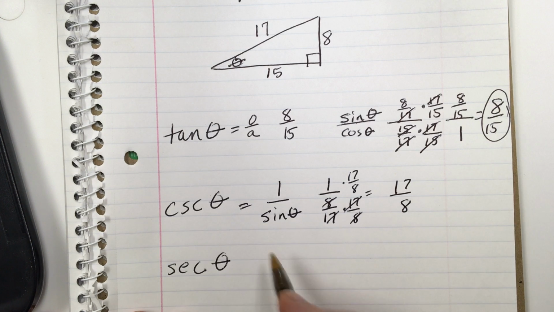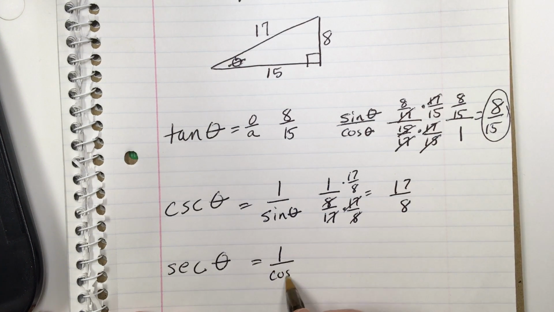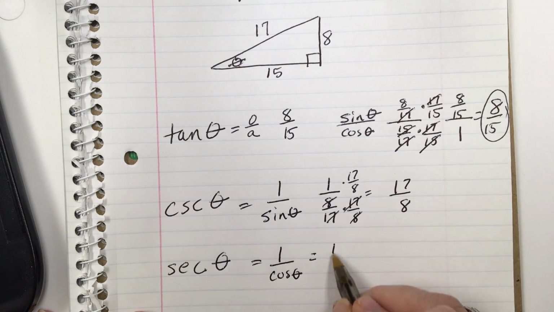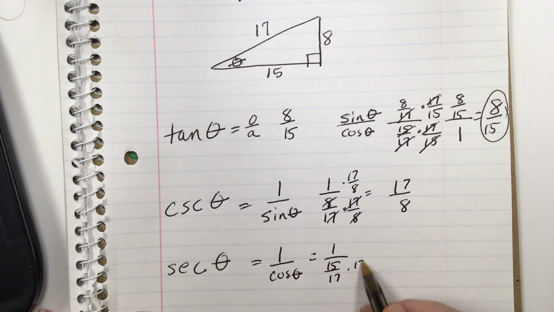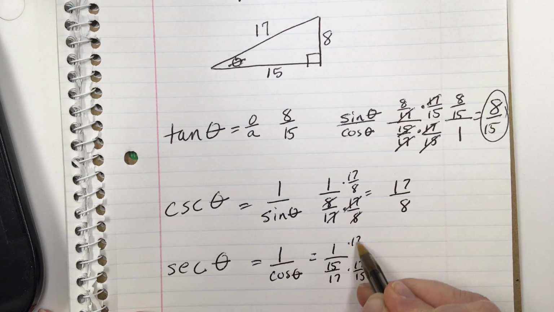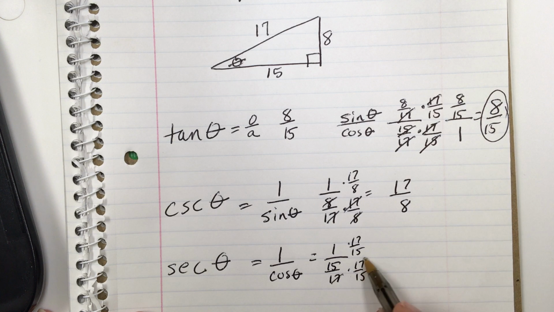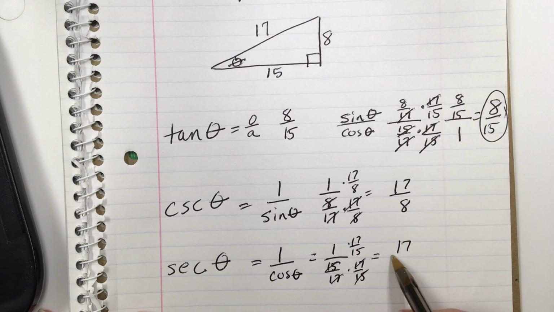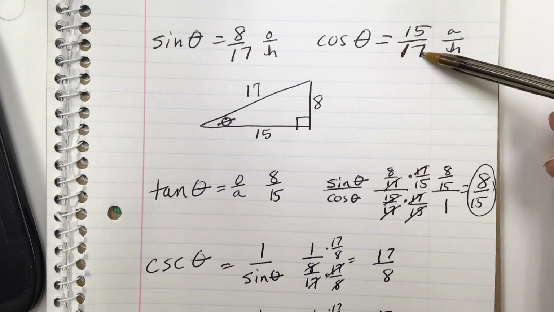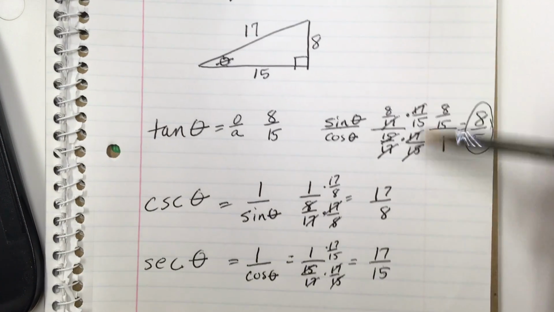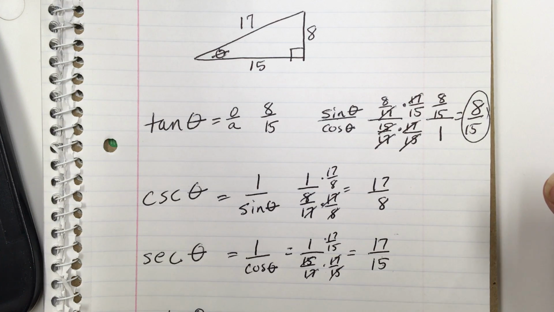Well, we know that secant is 1 over cosine theta. That's the identity that we know. So that's 1 over cosine, which is 15 over 17. So multiplying both numerator and denominator by the reciprocal, the 17s would cancel, the 15s would cancel. When you multiply straight across, you get 17 over 15, which is simply the reciprocal of cosine. Going back, cosine was 15 over 17. Secant is 17 over 15.